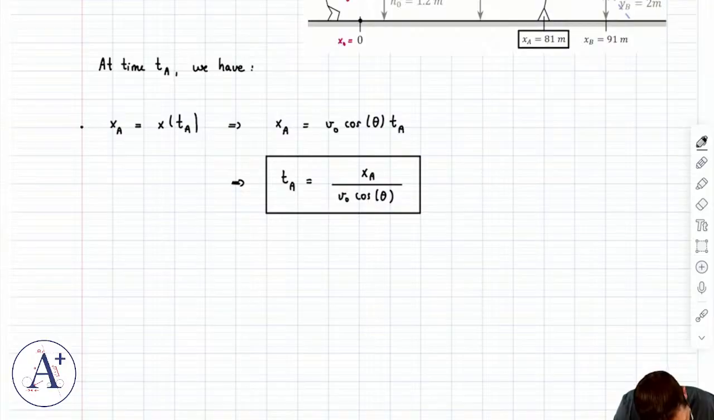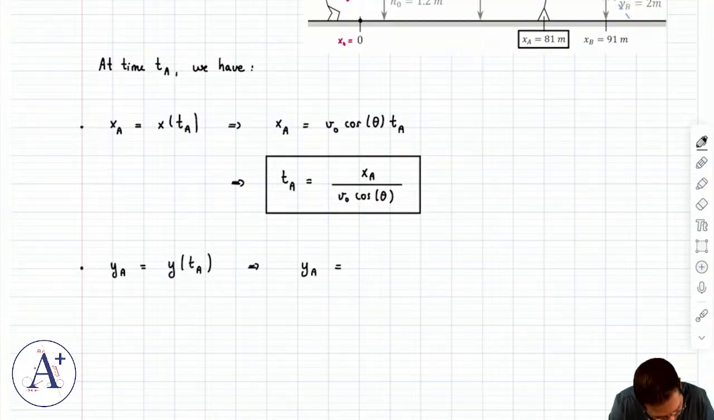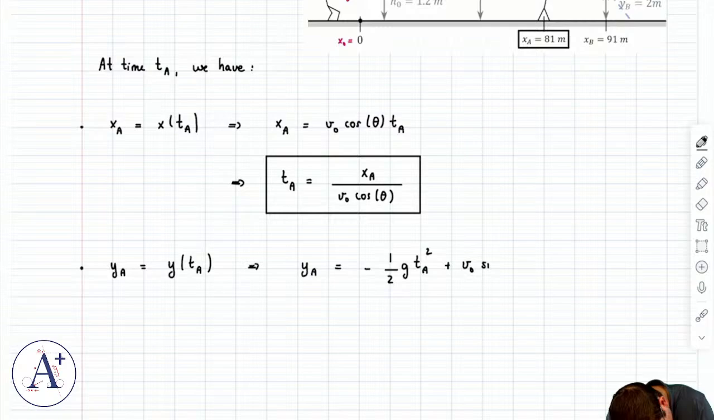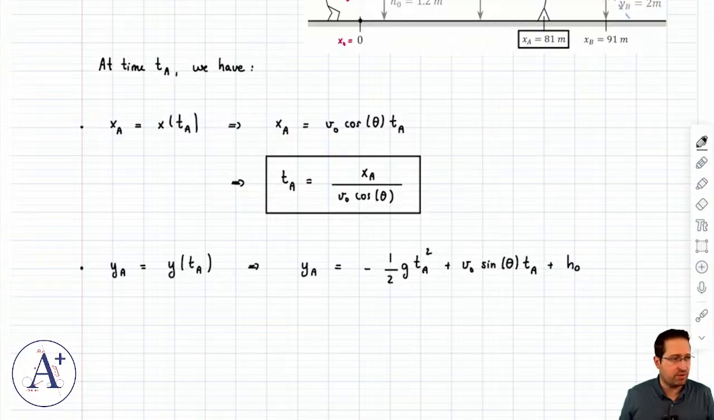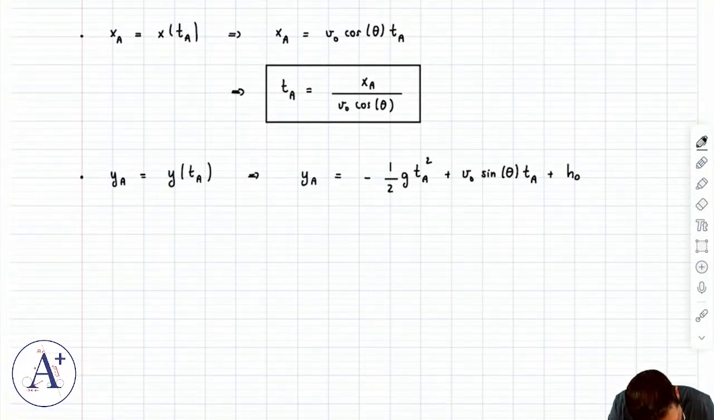Y sub a is going to be y of ta. That means the height of the ball at point A is given by minus 1/2 g ta squared plus v naught sine theta ta plus h naught. And it's this ya that I'm going to compare against 3 meters. If it's more than 3 meters, he can't catch it by jumping. He's going to have to run to point B to get it. We've done this a couple of times already, so I'm going to go a little faster in substituting.